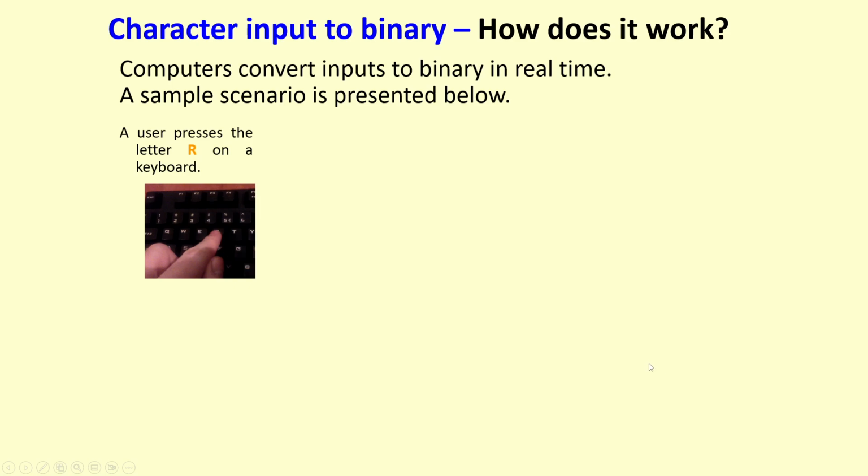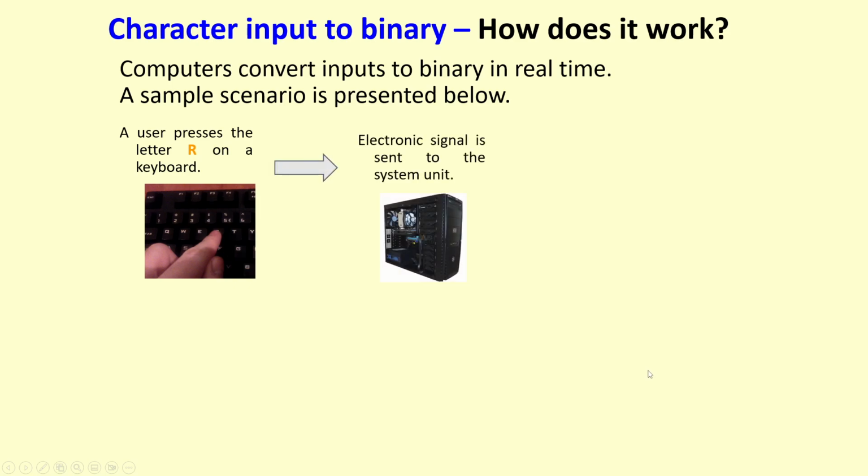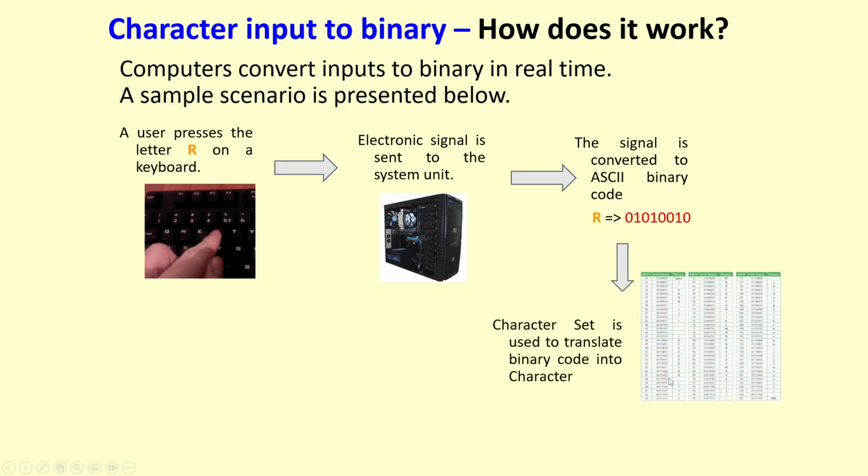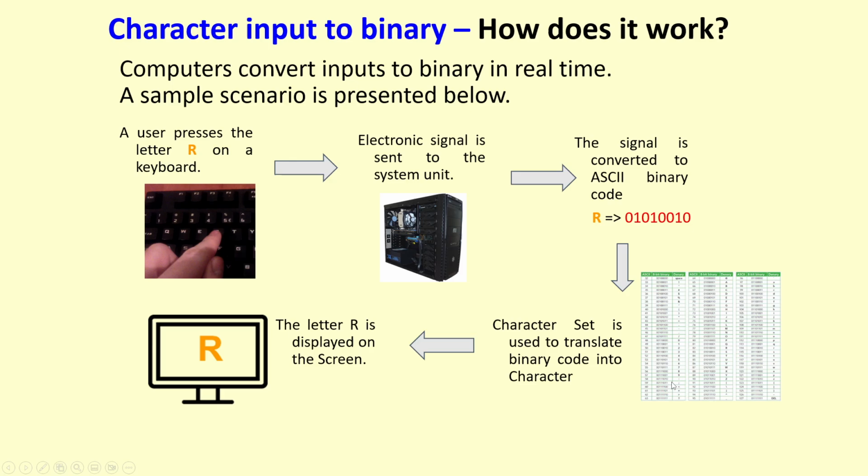So what happens when you press a key on the keyboard? A signal is sent to the computer as an electronic signal. That signal is then converted into a binary number, a binary code, and that number is looked up in the character set. It finds the character and then outputs that character onto the screen. And that happens in an instant, really quickly. But it's the character set that's used to look up the binary numbers.